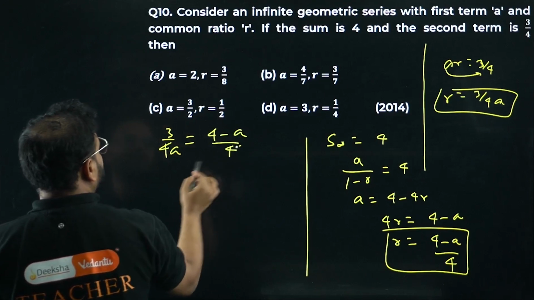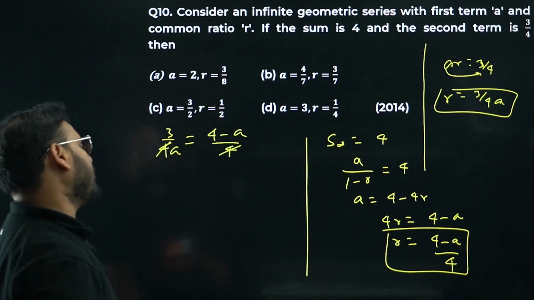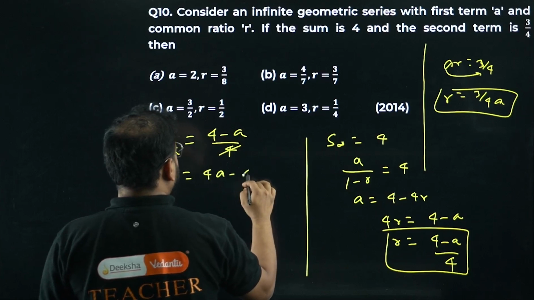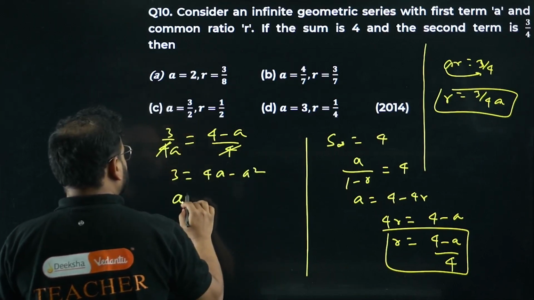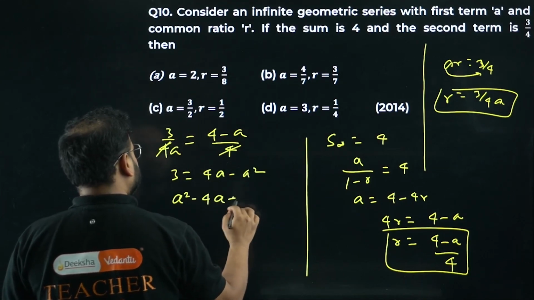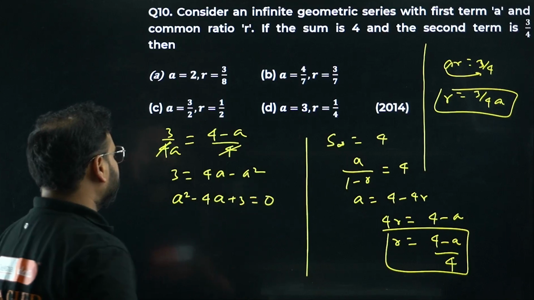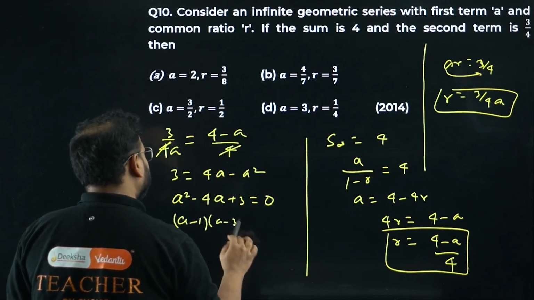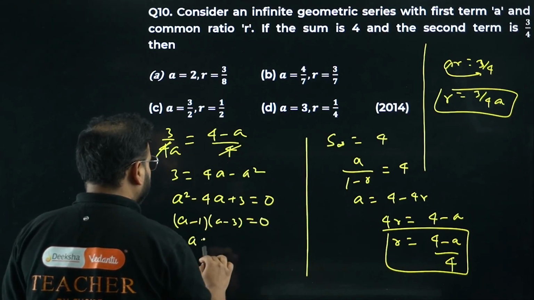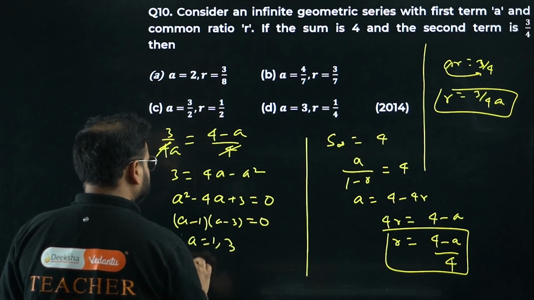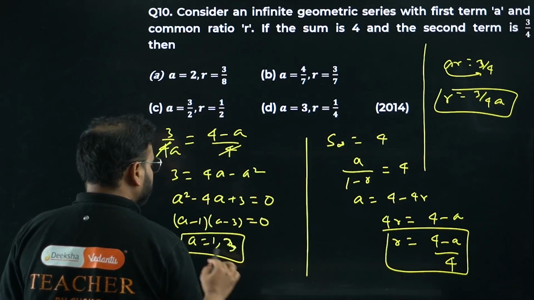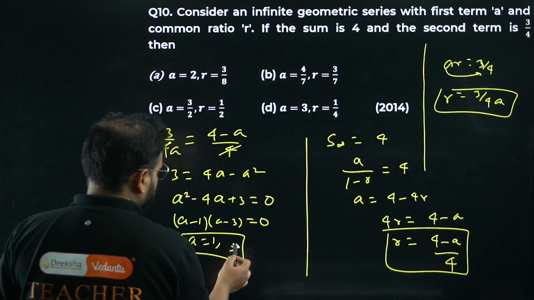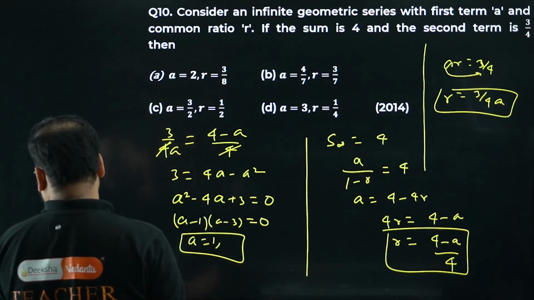Cross multiply, this is cancelled directly, no problem. 4 and 4 are cancelled. I get 3 equals 4A minus A square on this side. A square minus 4A plus 3 equals 0. From here I can get (A minus 1)(A minus 3) equals 0. So I have the value of A as 1 or 3. Please check. I hope this is clear. Great.